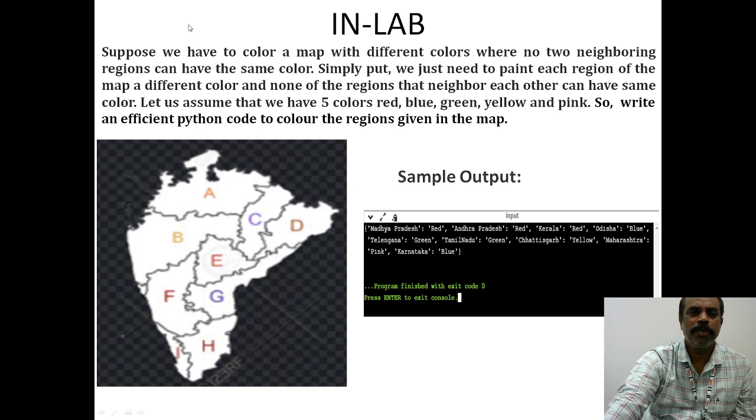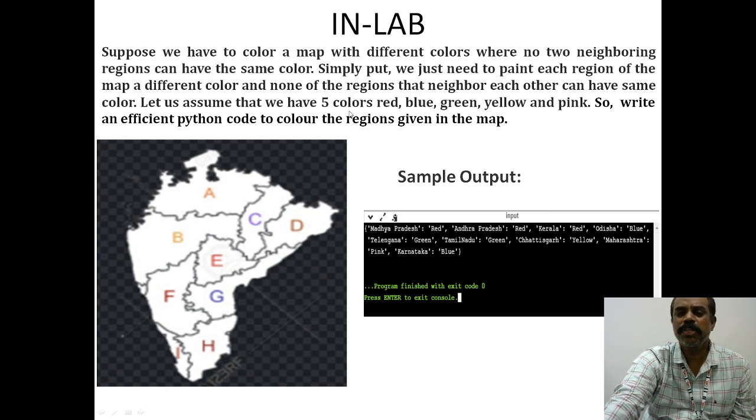Coming to the in-lab, this is somewhat relevant to edge coloring or map coloring or graph coloring. Look at the question over here. Kindly go through the question carefully. Suppose we have to color a map with different colors where no two neighboring regions can have the same color. You need to fill colors in this map such that no two neighboring regions have the same color. We need to paint each region of a map with a color, and none of the regions that neighbor each other can have the same color.